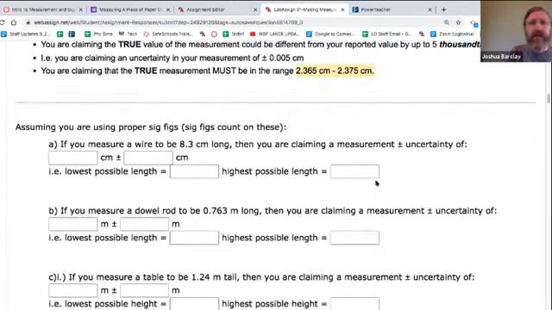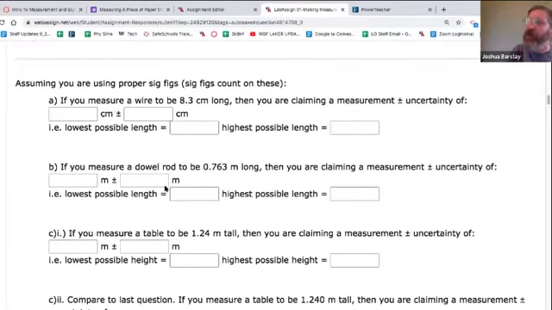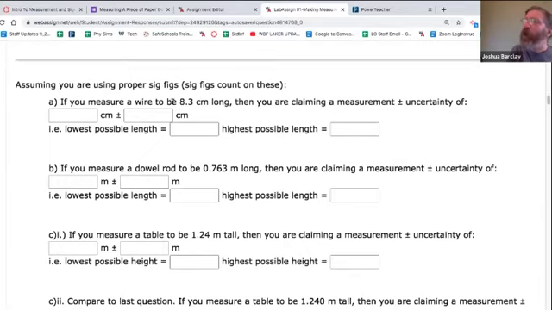Somebody said there might be an error, so we can fix those as we go. If you are using proper sig figs, now these actually count. Sig figs will count on these. If you measure a wire to be 8.3 centimeters long, you're not just saying, I think it's 8.3. You're saying, I guarantee it's between what and what. So let's try it together.